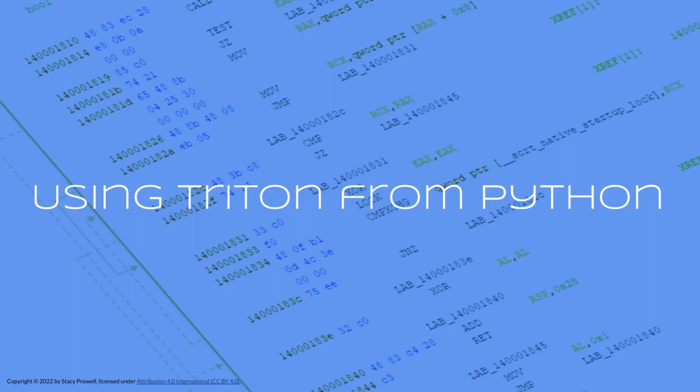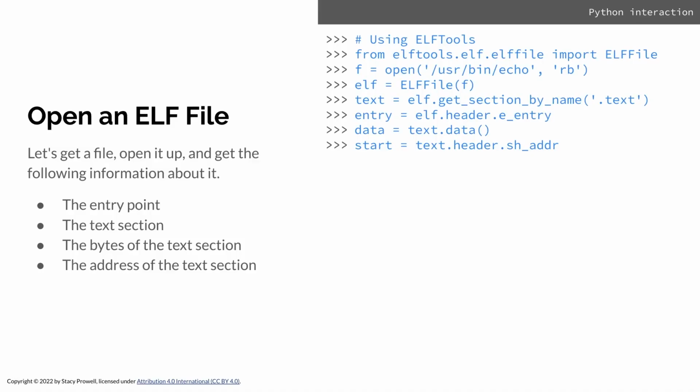Now, how do I use Triton? Well, here's how you use some of the other tools we've looked at, and I point this out because it's going to be relevant. So from ELF tools, we're going to import ELF file. We're going to go ahead and open up a file as a binary. We're going to wrap an ELF file around it, get the text section. We're going to get the entry point of the text section. We can get the data from the text section, and there we go. We're ready to begin to analyze it.